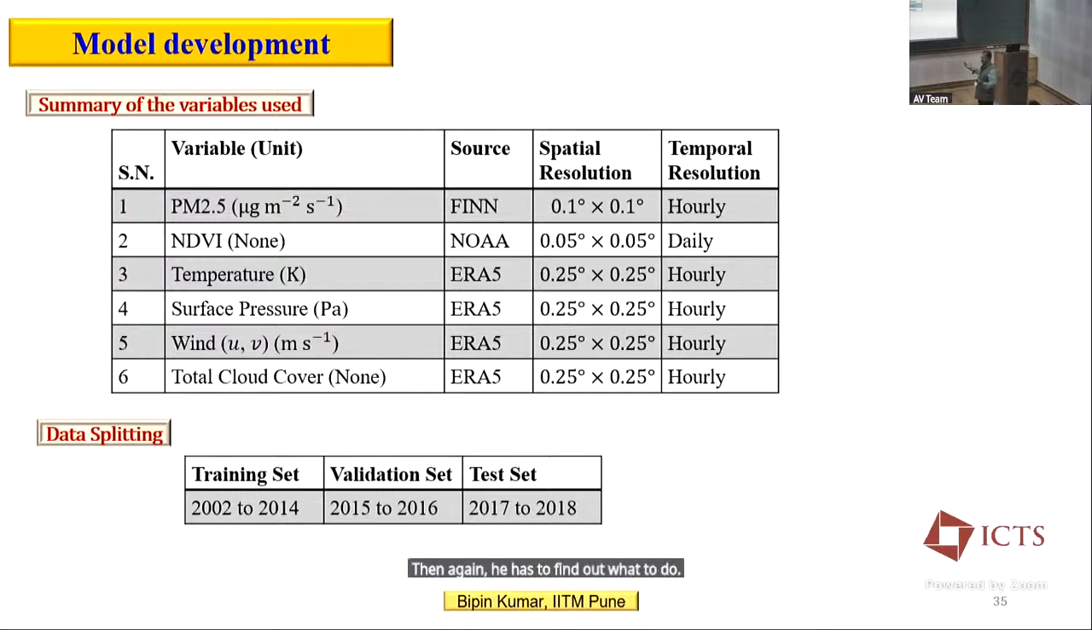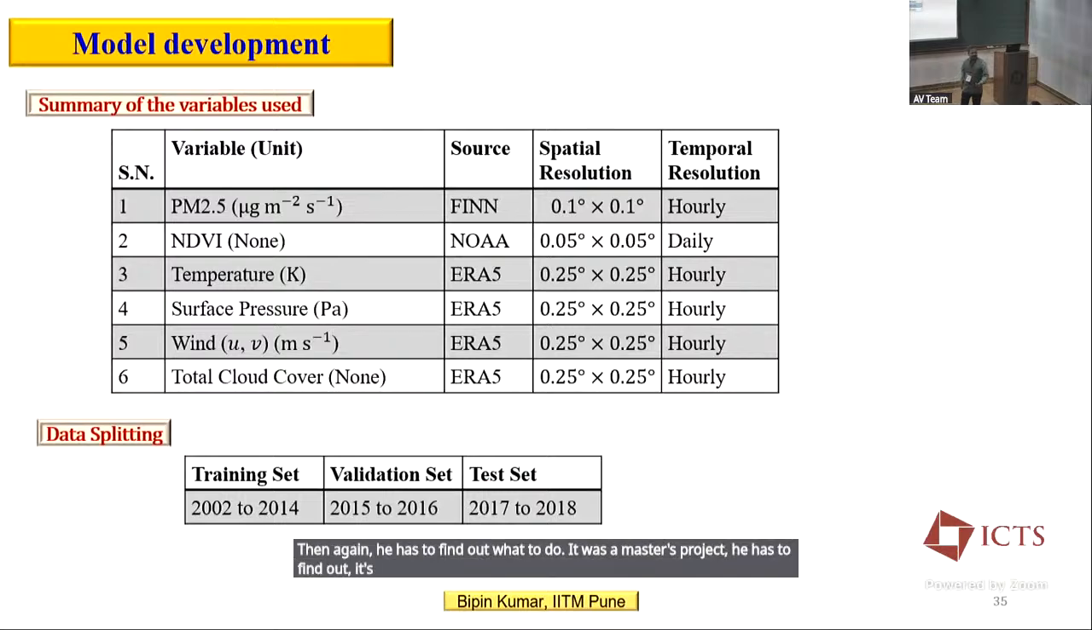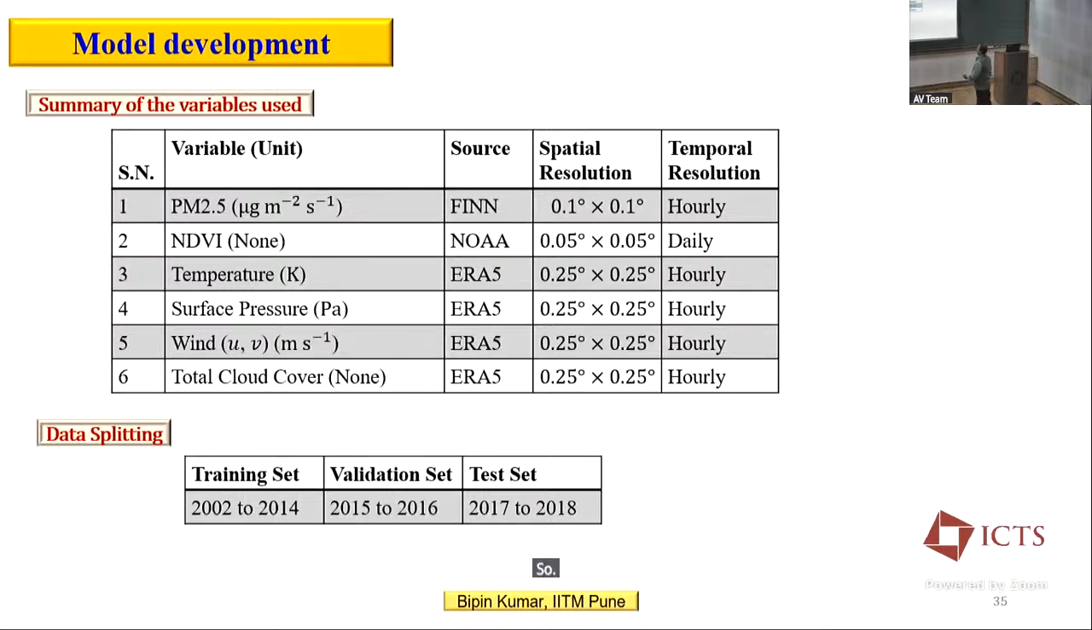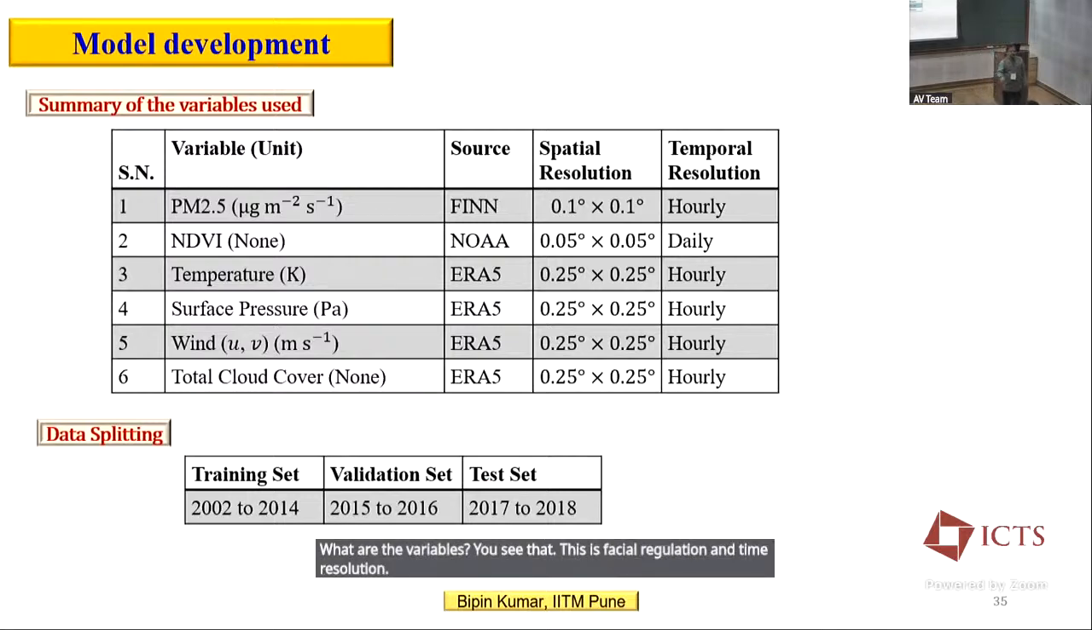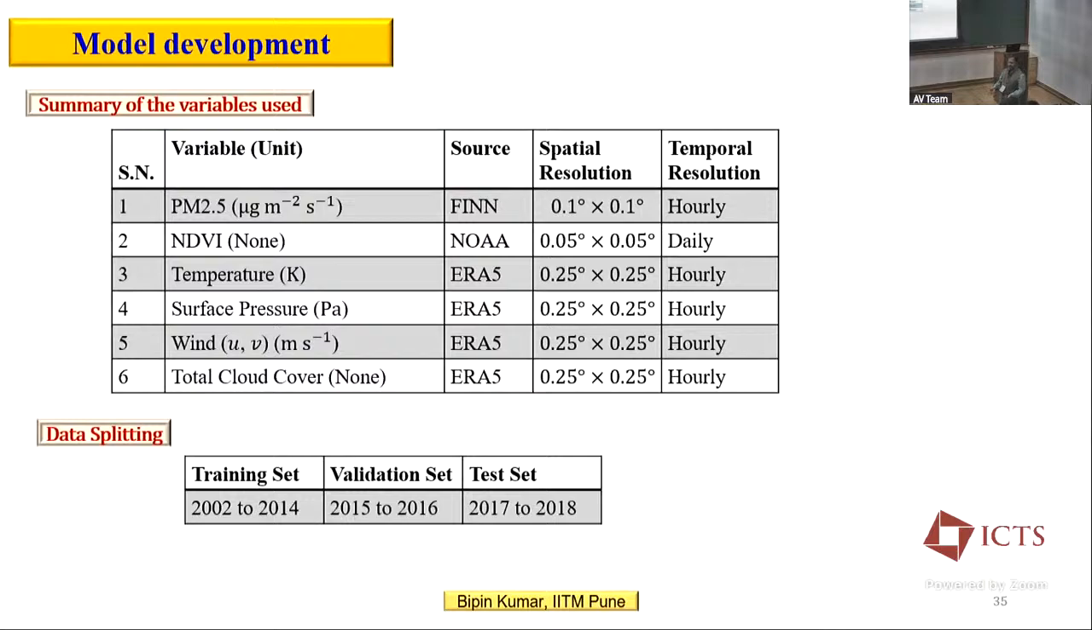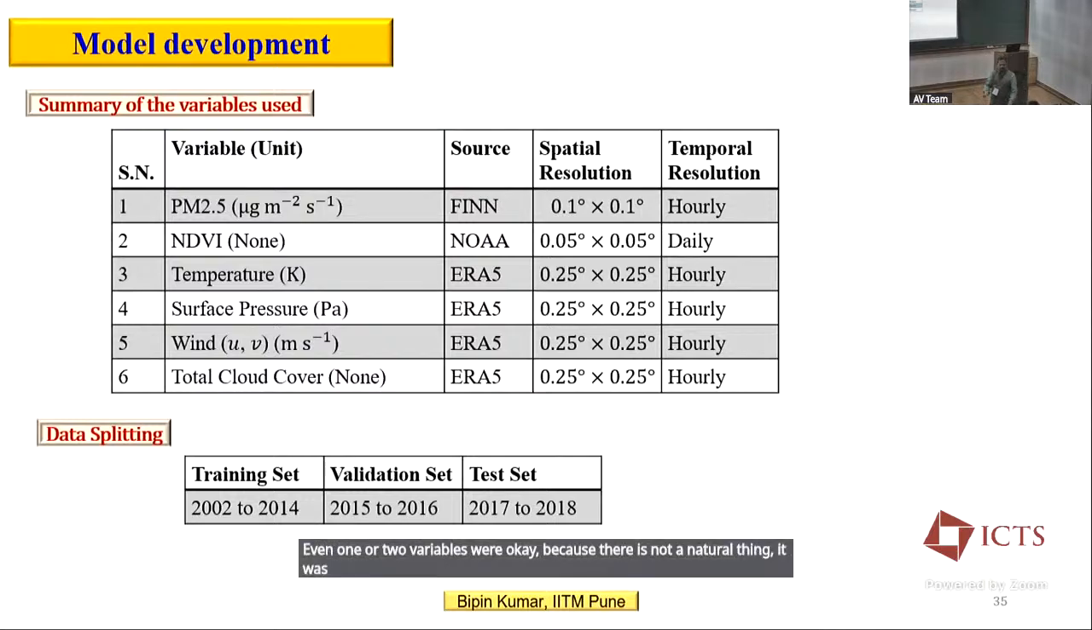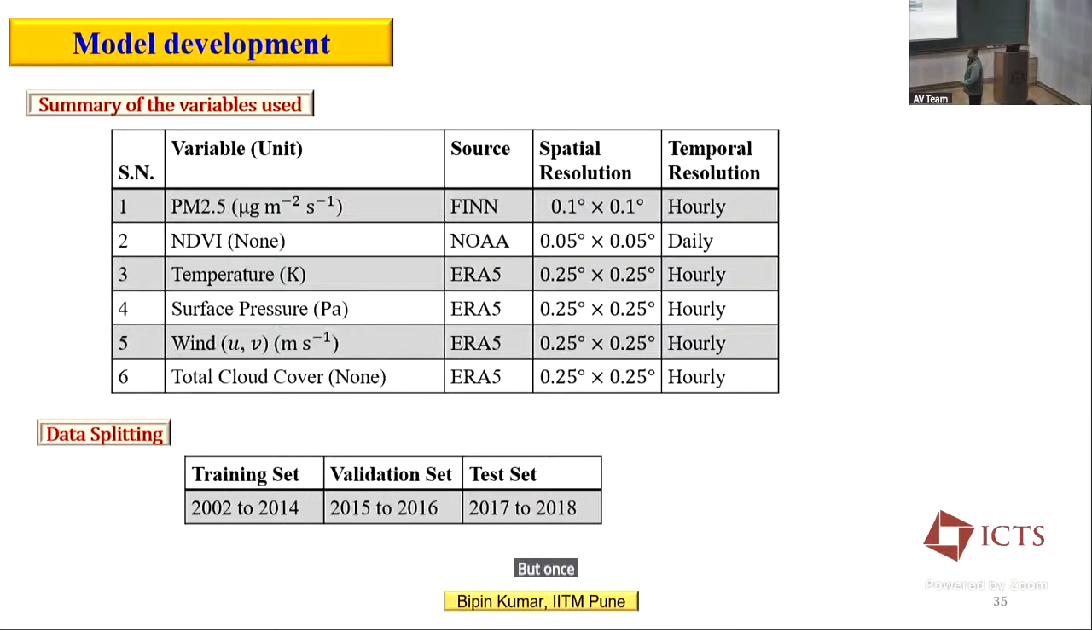It was a master project. He had to find out. It's a research project. So then he again started working on the other variables. Okay, what are the variables? You see that this is spatial resolution and time resolution. For Delhi, Punjab, Haryana, it was stubble burning. Even one or two variables were okay because it is not a natural thing. It was man-made stubble burning. But once you go to the other area, it is a forest fire. All the natural things are responsible. All these variables are responsible.